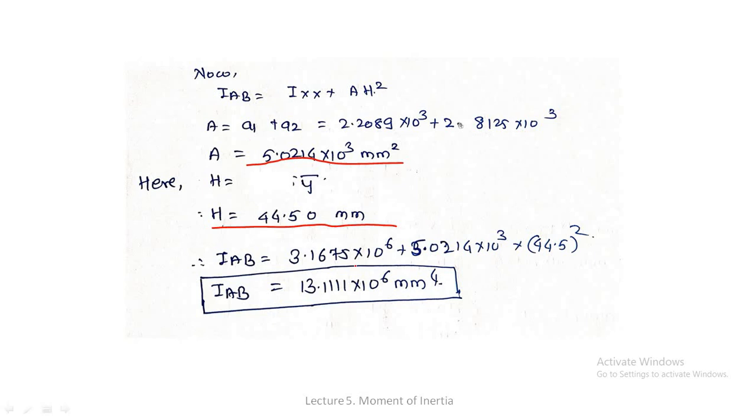Putting all these values in this formula, IAB is equal to 3.1675 into 10 raised to 6 plus 5.0214 into 10 raised to 3 into 44.5 square. Finally we have the value of IAB, which is equal to 13.1111 into 10 raised to 6 mm raised to 4.